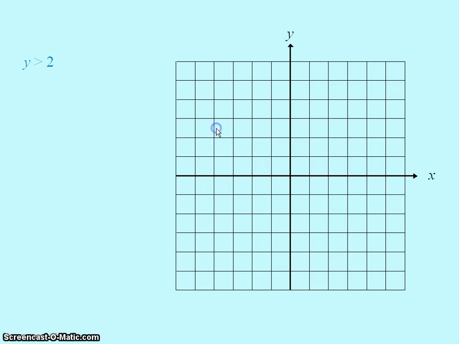Alright, next one. Okay, and a good idea, maybe, we've done 3 or 4. Maybe you should try doing this on your own. You can stop it, pause it, and then play it to see if you have the right answer.